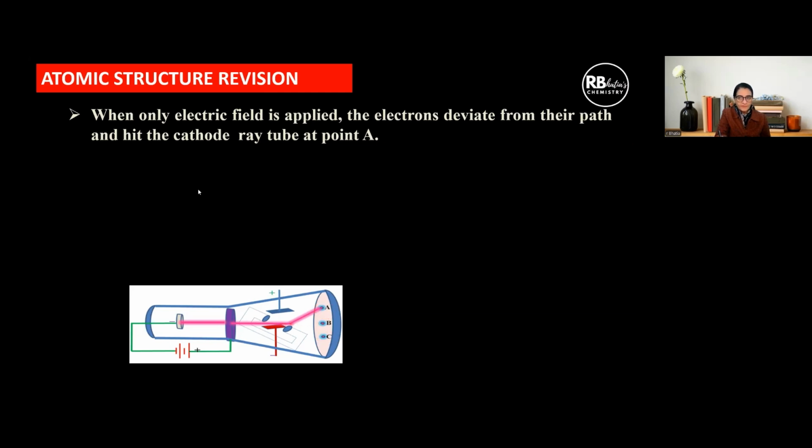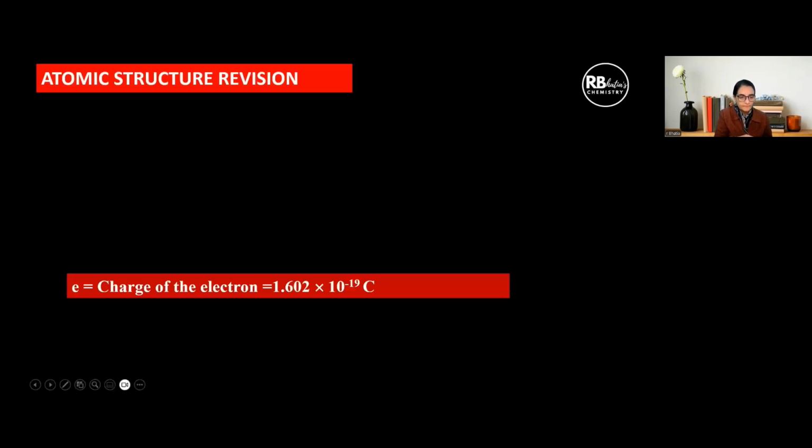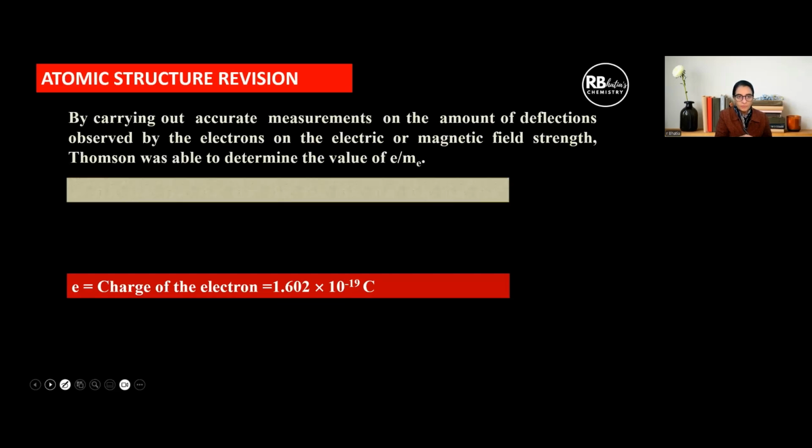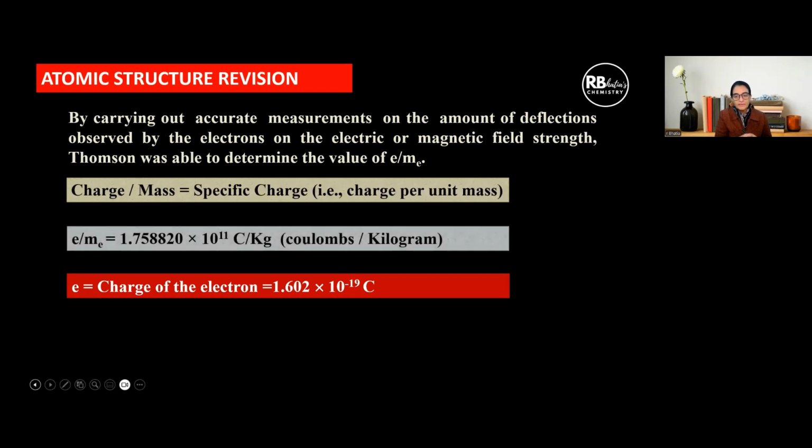And these are all strictly NCERT lines. The charge on the electron we know is 1.602 × 10^-19 coulomb. By calculating the strength of the field applied and the extent of deflection, the charge to mass ratio was calculated experimentally. The charge to mass ratio, that is e/m ratio, the charge per unit mass, is also called the specific charge of the particles. The e/m ratio of cathode ray particles, which are nothing but electrons, was calculated to be these values.